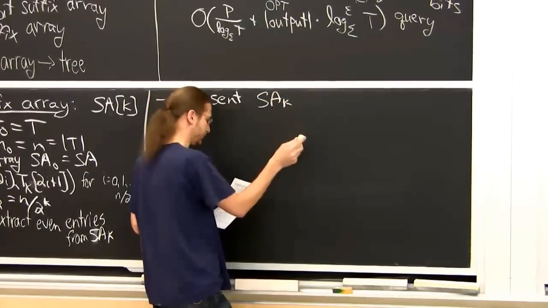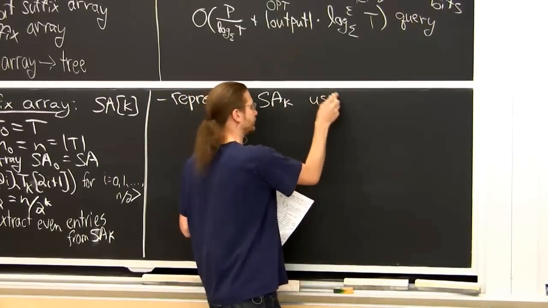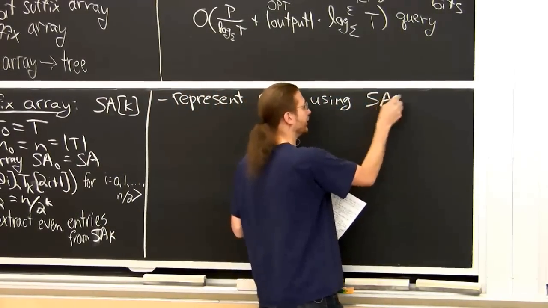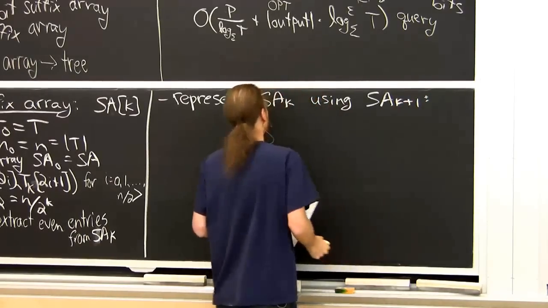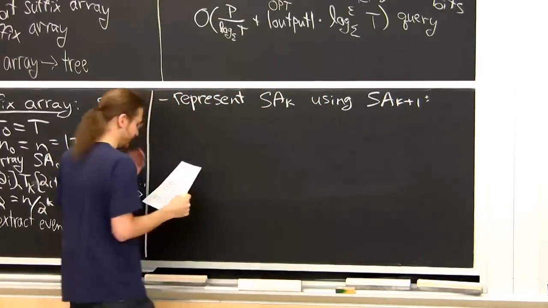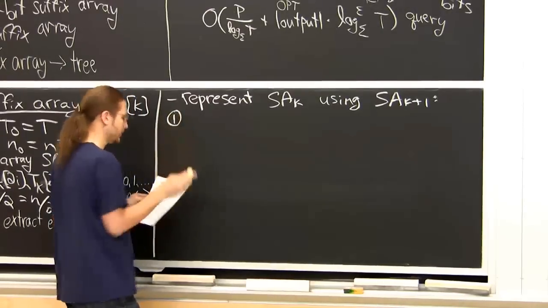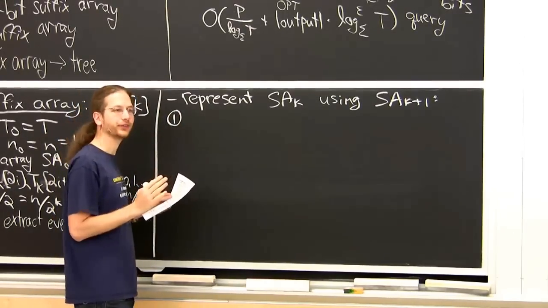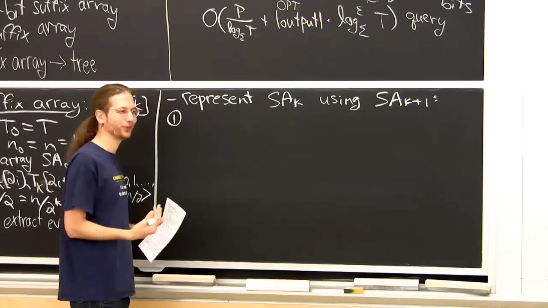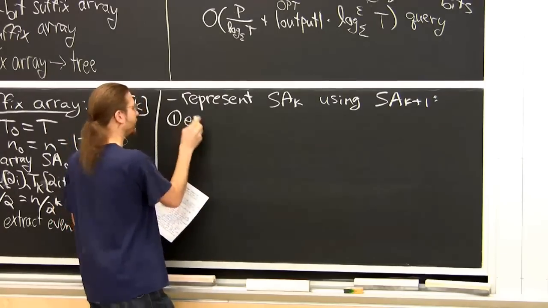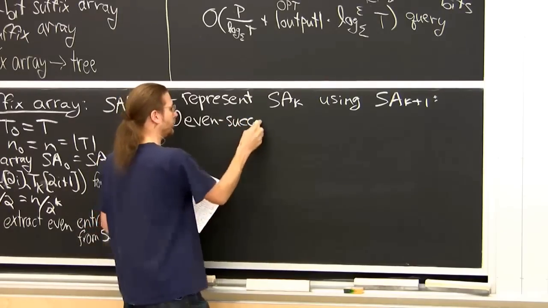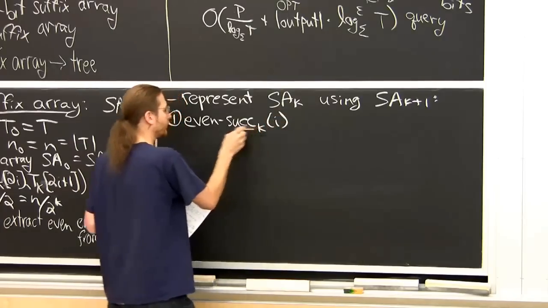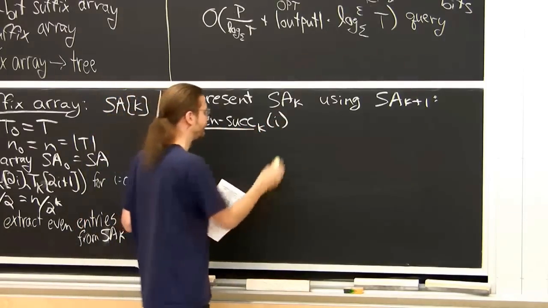But we just add up all those costs, and we'll get the overall size of our data structure. Okay, so how do we do this representation? I need to define two kind of weird things, and then we'll see why they're interesting. The first thing is called even successor, k of i. Let me define it.